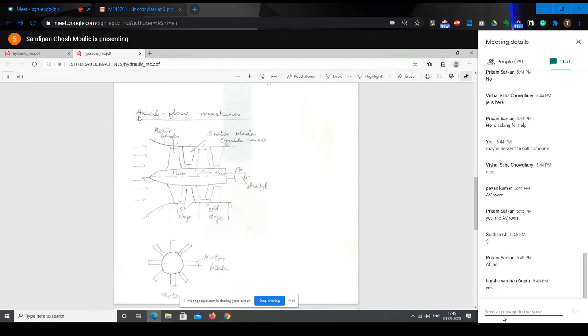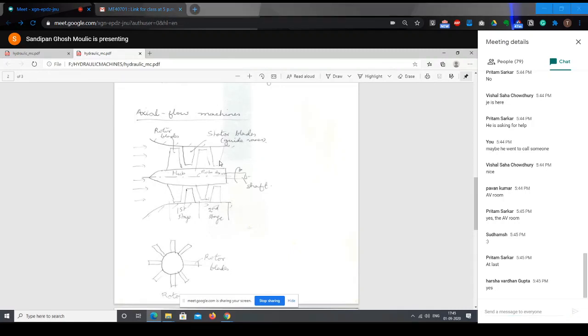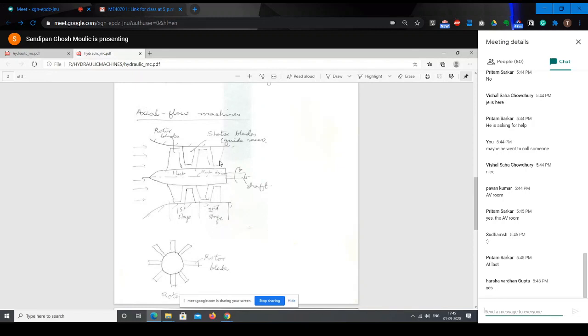Okay. So this is an example of the axial flow machine. Are you able to see this figure? Yes, sir. Okay. I'm doing it for the first time, not very familiar with how to use it. So I've now shared the entire screen.